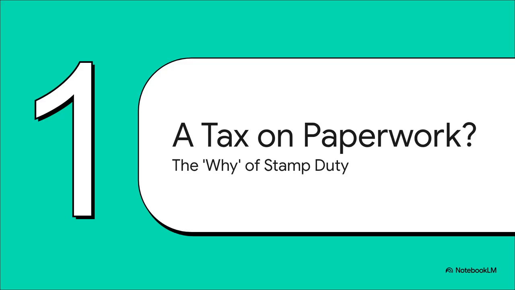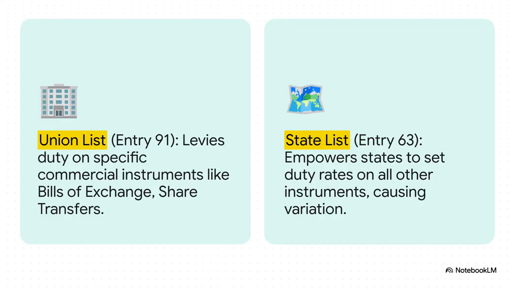Okay, first things first. Let's tackle that fundamental question. Why do we even have this tax? Where does the government get the authority to charge us for our legal documents? Well, the power to levy stamp duty is actually shared. Think of it like this. The central government handles the big commercial stuff, things like share transfers when you buy stock or insurance policies. But for pretty much everything else, all those everyday documents like property sale agreements or leases, that power belongs to the state governments. And that's the key reason why the stamp duty you pay in one state can be totally different from what you'd pay in another.